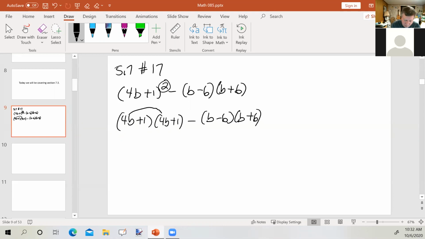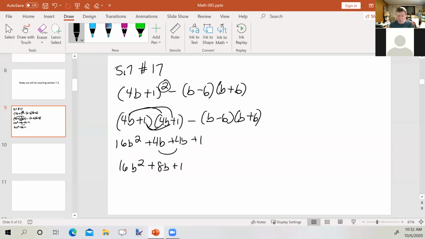4b times 4b is 16b squared. 4b times 1 is 4b. 1 times 4b is 4b, and 1 times 1 is 1. Combining like terms, we get 16b squared plus 8b plus 1. All right, so there's the first. Keep in mind, order of operations, you do multiplication before.